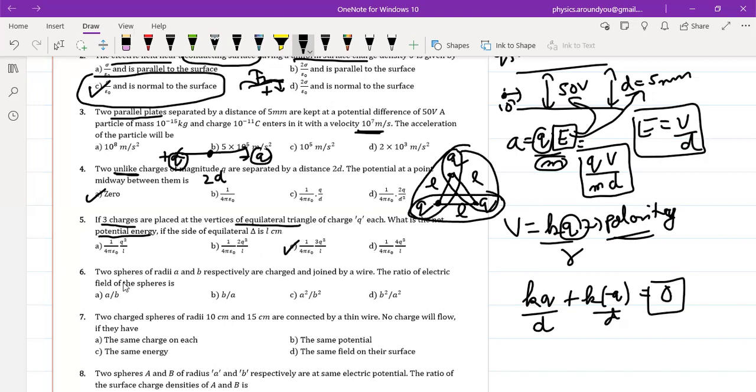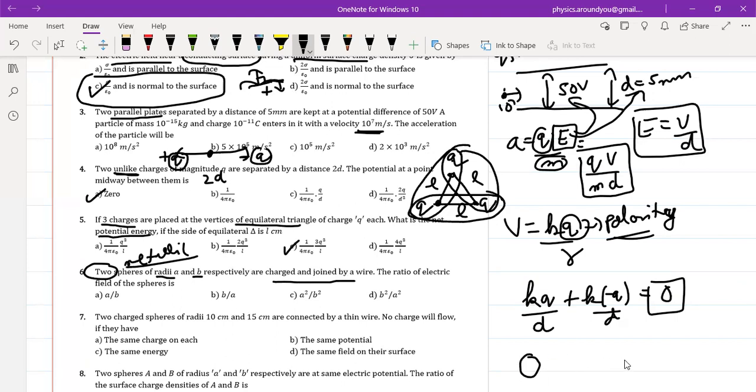Now we move on to question number 6. In question number 6, two spheres of radii A and B are charged and joined by a wire. The ratio of electric field of the spheres is, well, they have not mentioned whether this is a metallic sphere or not. Is it made of wood? Is it made of plastic? We don't know. So if they are made of insulator and connected by a wire, nothing would happen much. But now let us assume they are metallic.